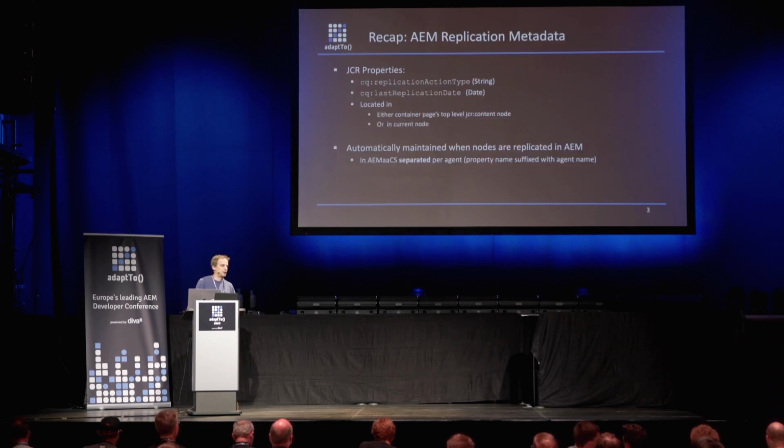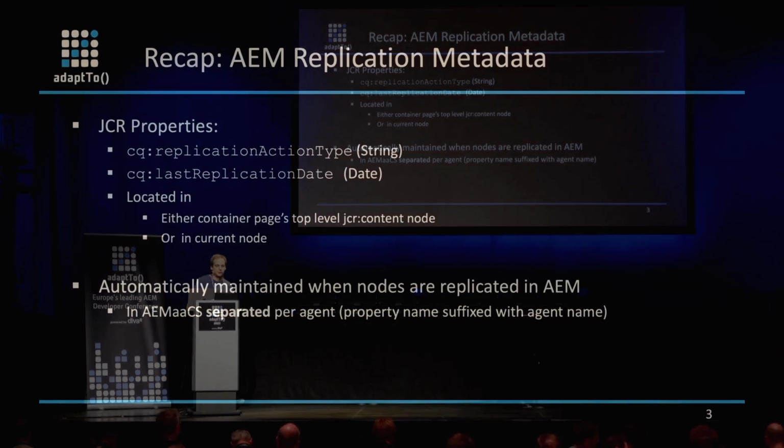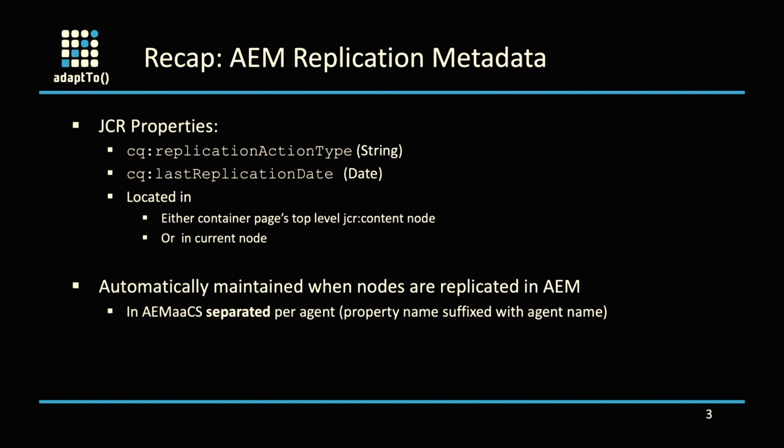Let's talk a little bit about AEM replication metadata. First of all, where is it persisted in the repository? There are basically two JCR properties relevant. One records the last action type, which is a JCR string, and the other is the actual date when that action happened. This is a JCR date.